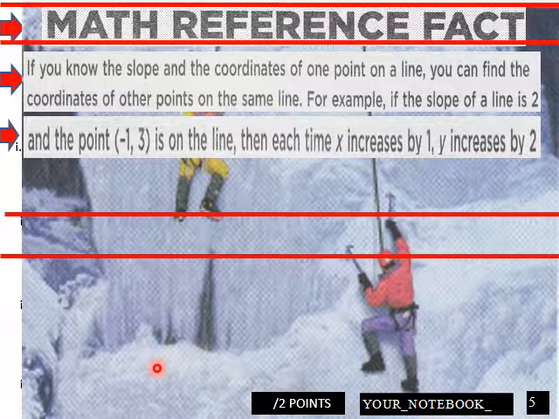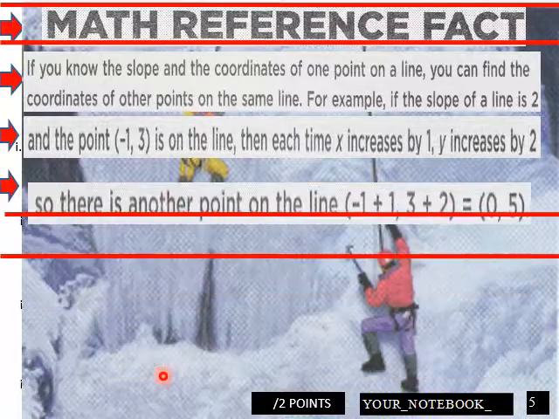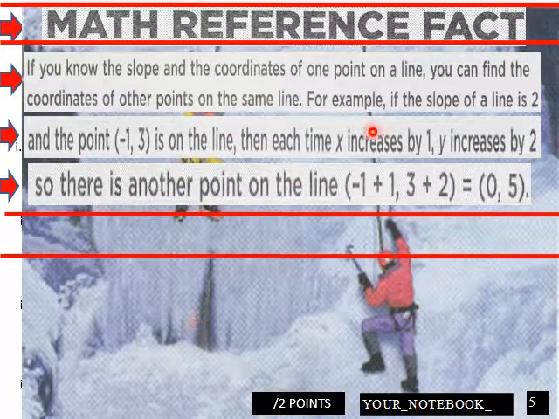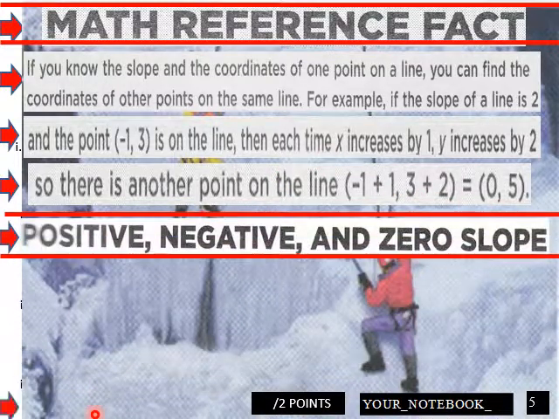Math reference fact: if you know the slope and the coordinates of one point on a line, you can find the coordinates of the other points on the line. For example, if the slope of the line is 2 and the point (-1, 3) is on the line, then each time x increases by 1, y increases by 2, so there's another point on the line: -1 plus 1, 3 plus 2 equals (0, 5).